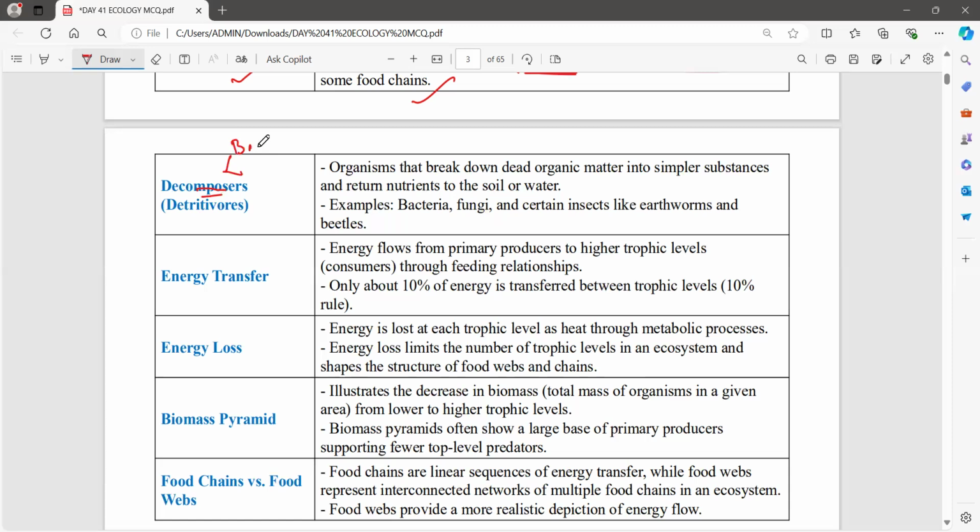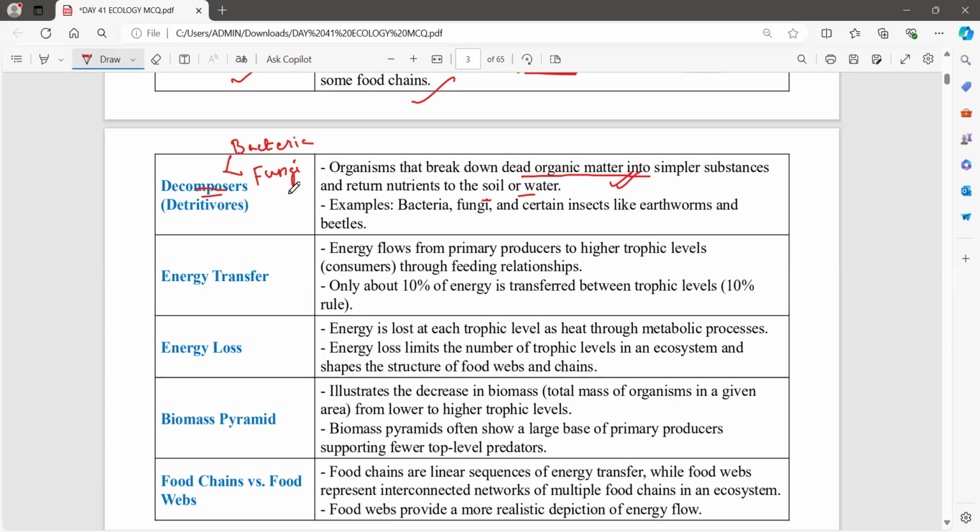See, what are the decomposers we have studied before? Bacteria and fungi, right? They are considered decomposers. They break down dead organic matter into simpler organic substances. And those nutrients from the simpler compounds are returned to the soil or water. That is what is done by decomposers like bacteria and fungi.